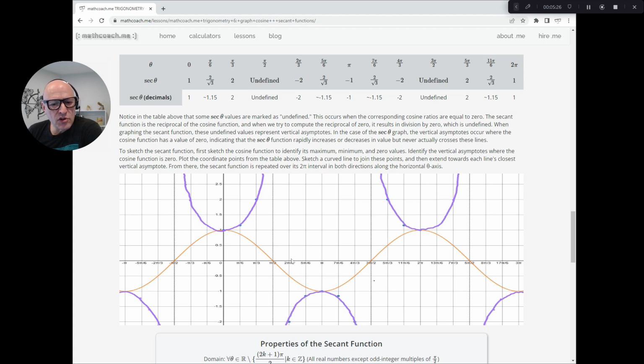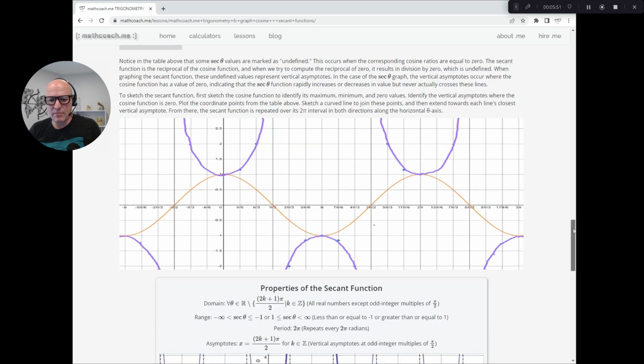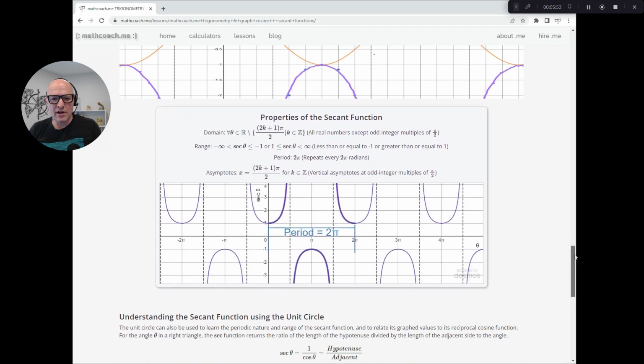It's useful to plot the 60-degree points as well. So cosine of 60 is 1/2. The secant of 60 is the reciprocal of that, 2. So plotting that point there helps to give you the shape of each arm of the curve. And that's basically how you plot it. Now we're just going to sum up with the properties.